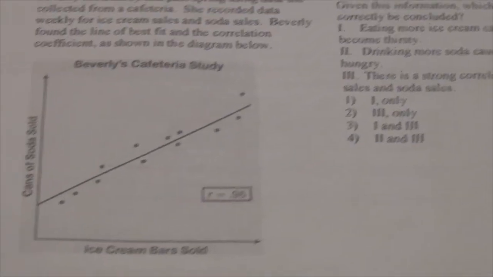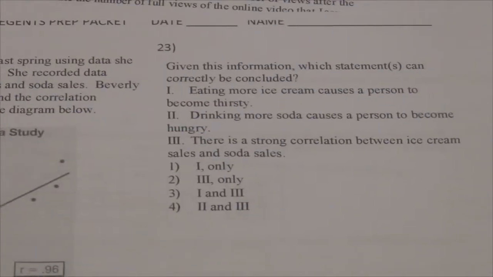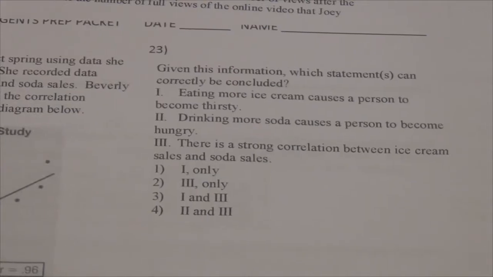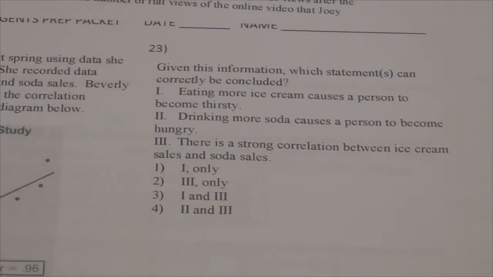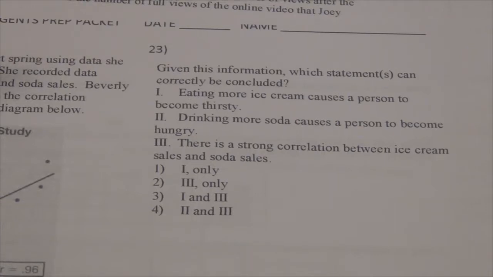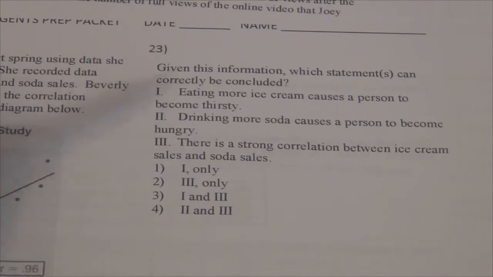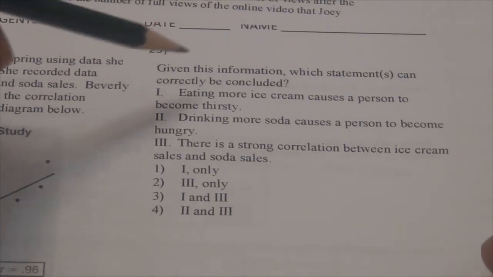Now let's take a look at our choices. It says, given this information, which statement can correctly be concluded? Eating more ice cream causes a person to become thirsty. What? No. Let me ask you something. If you eat more ice cream, does that make you thirsty? No, right? It gives you diabetes. Okay, yeah, that's true.